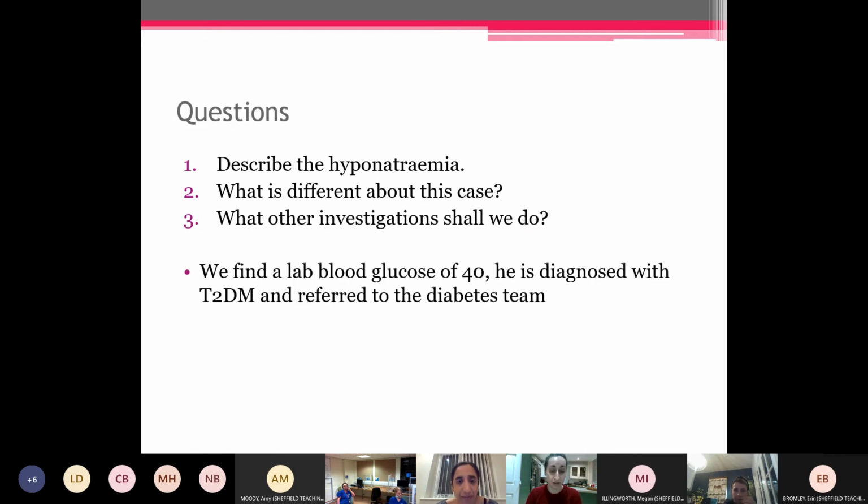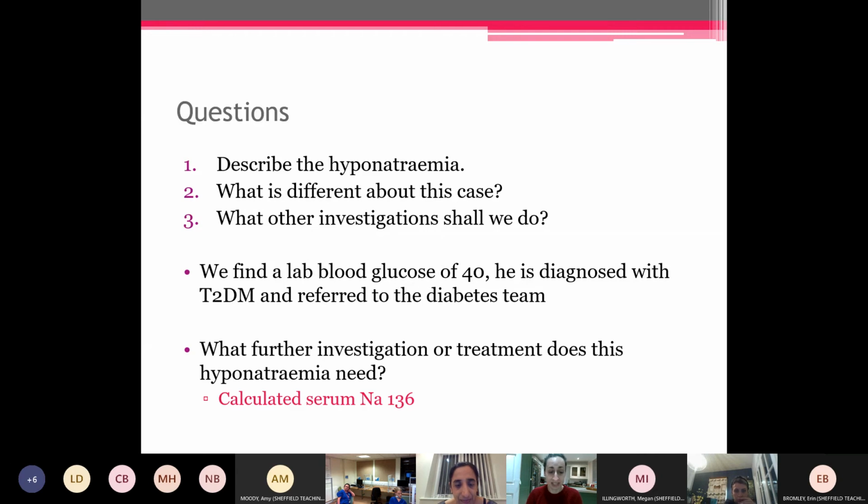The main investigation that we want to do is a BM, but we've done a lab blood glucose and it's 40. It's probably high. And he's diagnosed with type 2 diabetes and is referred to the diabetes team.